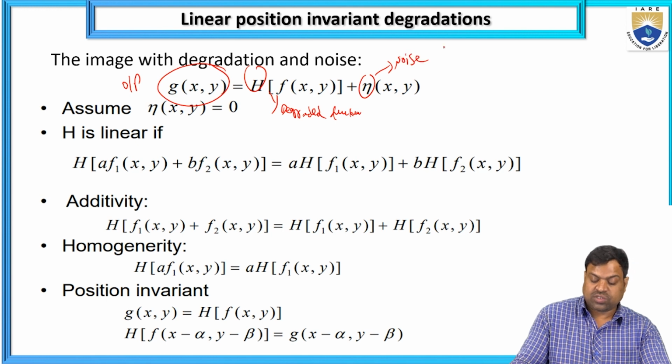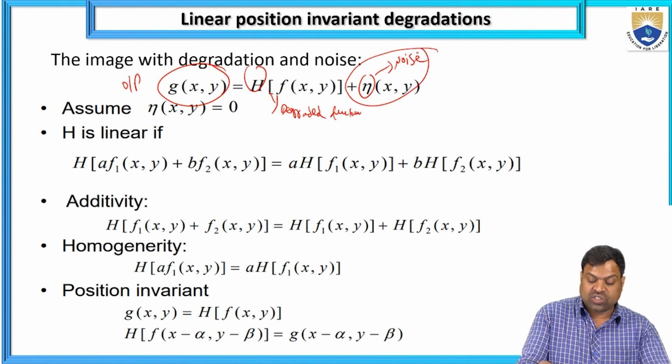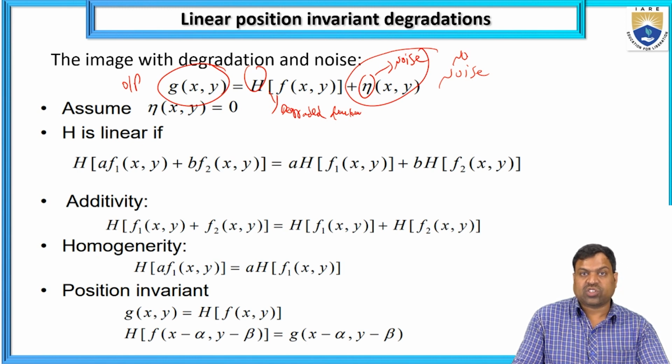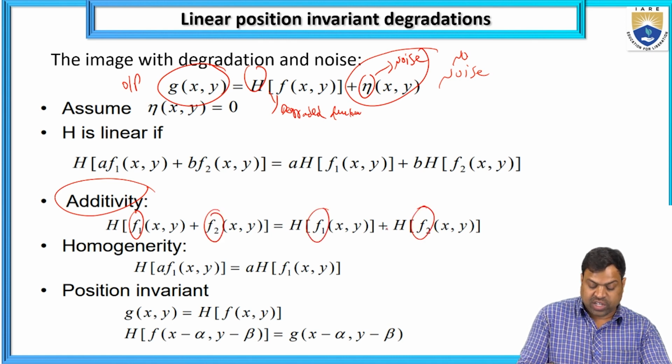Nu of x, y equal to 0 means there is no noise. No noise means g of x, y equals capital H of f of x, y. If the noise is additive, then capital H of f1 of x, y plus f2 of x, y equals H of f1 of x, y plus H of f2 of x, y. Additive means f1 and f2, two functions, are added.